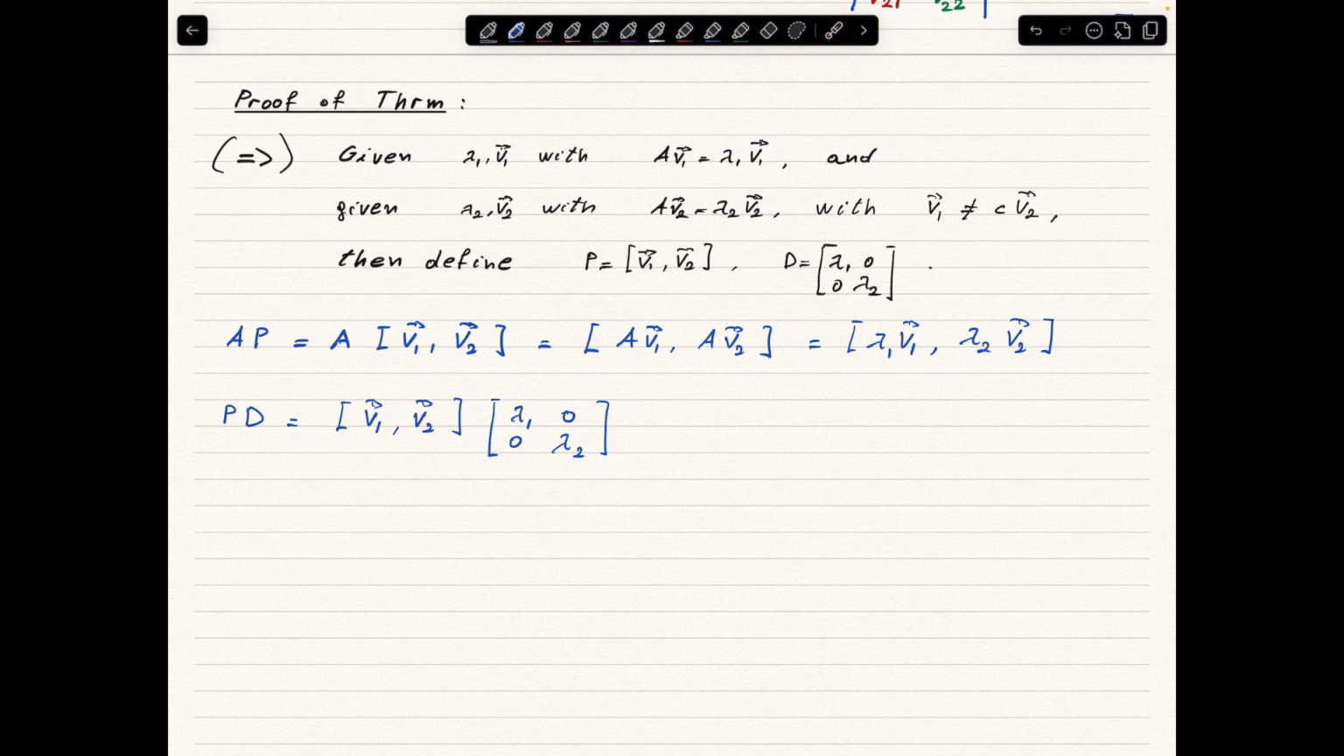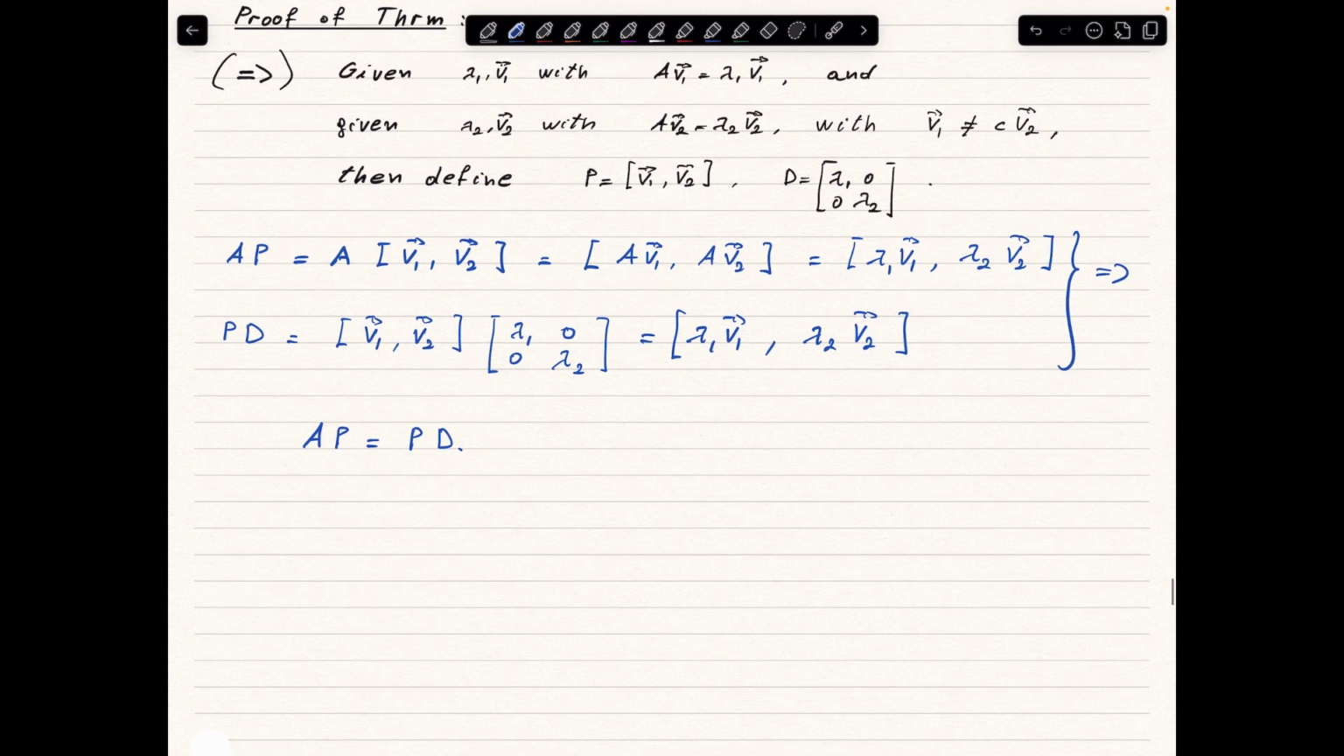So what is going to be the result? The result is going to be lambda 1 v1 in the first column. And if we do this multiplication here, we end up multiplying 0 by the first column and lambda 2 by the second column. The result is lambda 2 v2. And from here we see that we get the same result. So clearly we have proven that A multiplied by P is the same as P multiplied by D.